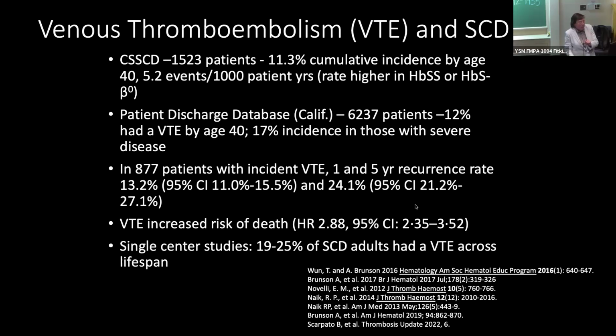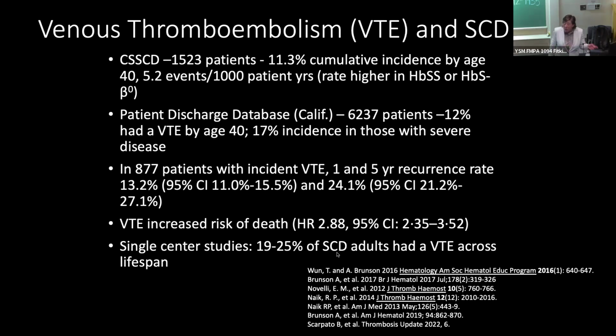What is frightening about this population is that until 2019, there were no guidelines to recommend extended or lifelong anticoagulation for these patients who are chronically hypercoagulable. I'm going to talk about that hypercoagulability more tomorrow during my talk, but this is a population with a high recurrence rate of VTEs. Ted Wun and his group looked at 877 patients, also from California, in another Medicare-based database, and found that the 5-year recurrence rate after an initial VTE was about 24%, and that there is a 3-fold increase in death just from having a VTE.